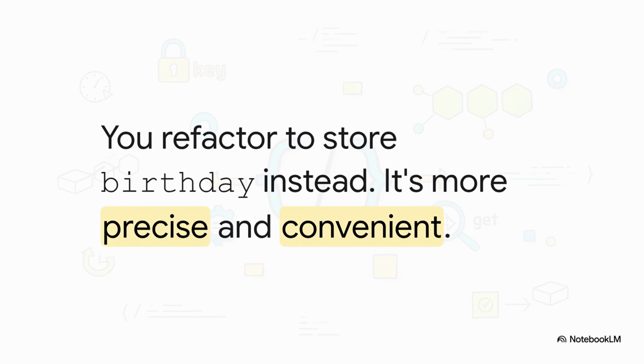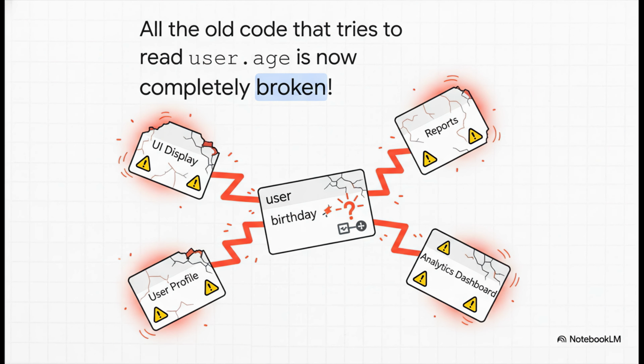But then you have a realization. Storing birthday is way better. It's more precise, it doesn't go out of date, and you can always figure out the age from it. So you make the smart move and refactor your objects to store a birthday instead of age. And here comes the crisis. Suddenly, every single piece of old code that was looking for user.age just breaks. It finds undefined, and your entire application starts falling apart. This is a classic refactoring nightmare.